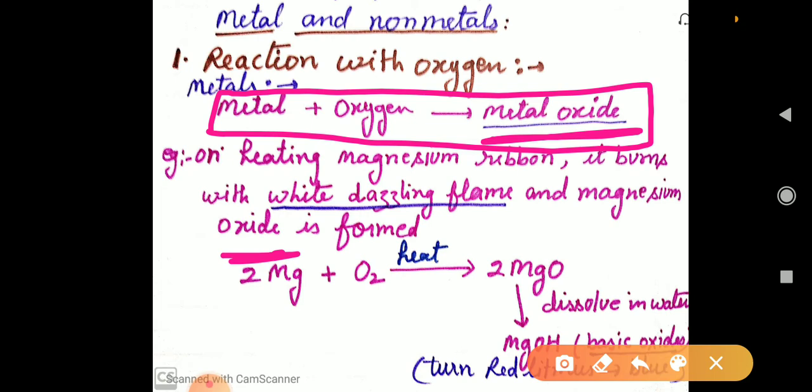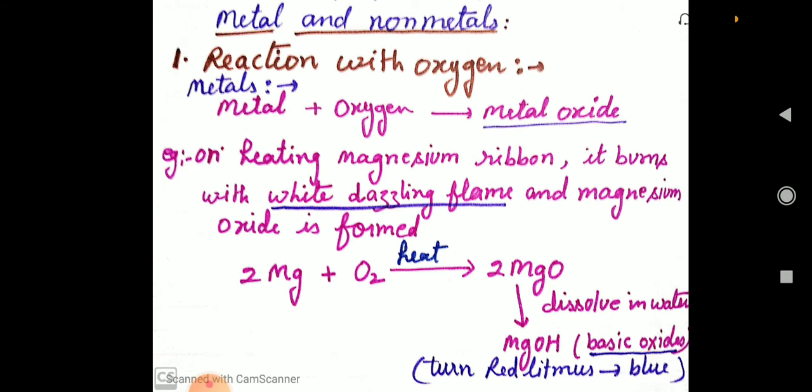Now, when this magnesium oxide is dissolved in water, magnesium hydroxide is formed. Magnesium hydroxide is a base, a basic hydroxide. Sorry, magnesium hydroxide is formed, so it is a basic oxide. It turns red litmus to blue.